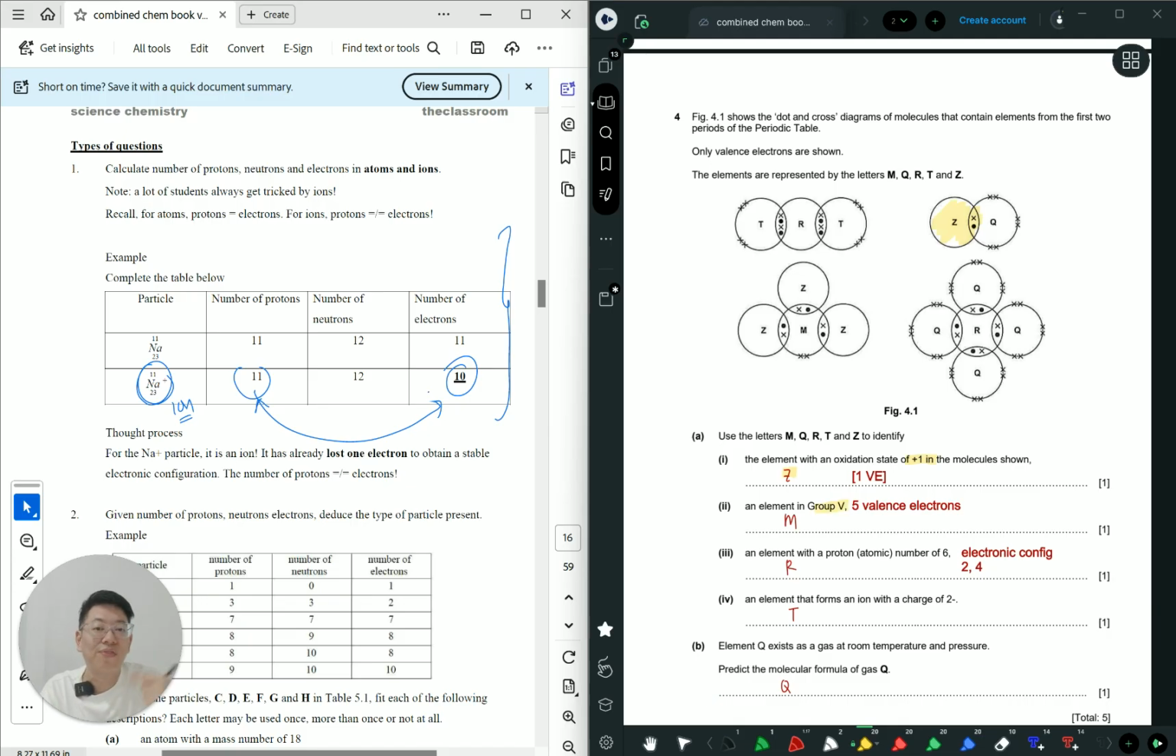Okay, group 15, now this is the old syllabus, right? So group 15 means you must have 5 valence electrons. Now M has 1 cross, 2, 3, 4, 5. So M has 5 valence electrons.